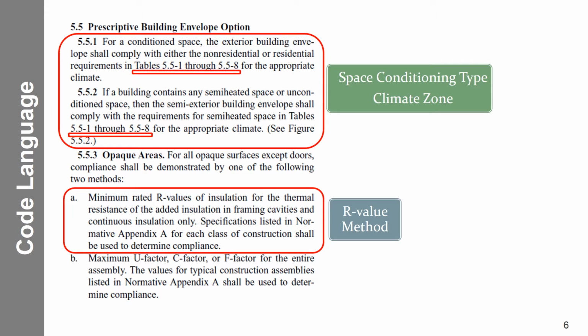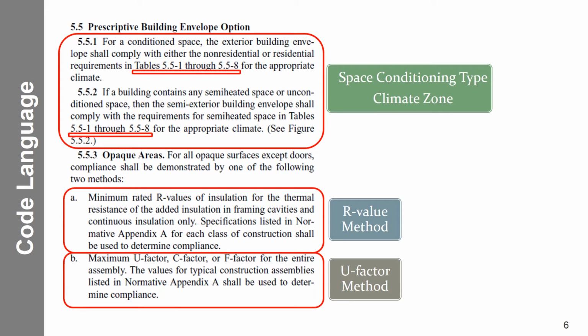Going down to 5.5.3, Note A refers to the R value method. The R values of the insulation within the framing cavities or continuous insulation only, and the assembly descriptions or specifications, as it notes here, are listed in Appendix A. So we won't spend a lot of time on the assembly descriptions since they align with what we reviewed in the Part 2 webinar. So we'll skim through those.